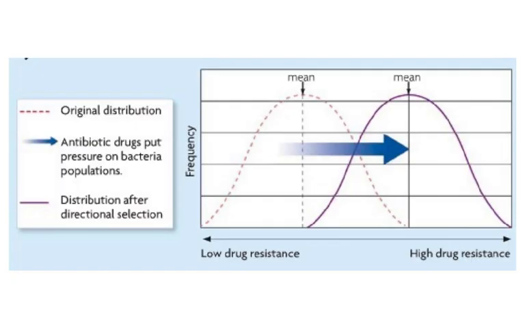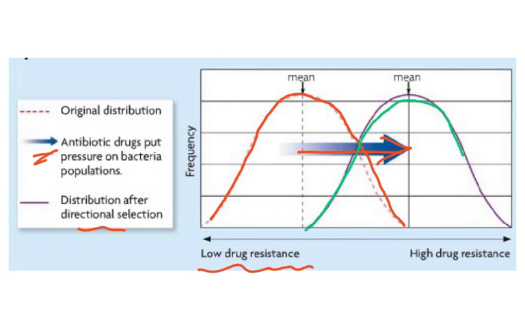Now I would like to explain to you how this is directional selection. You can see here the original distribution, which is being shown by this graph. And you can see there's low drug resistance, with figures here 1, 2, 3, 4, 5, 6, or something like this. And then you give them the antibiotic drugs. So this is the arrow for that. And then what happens? Distribution after directional selection. Now look at how it has changed. Now there are more in number of the high drug resistance.